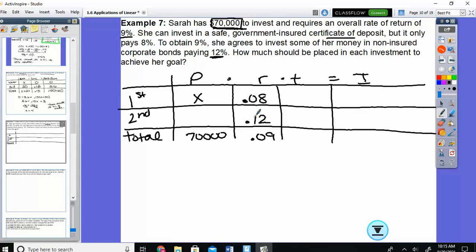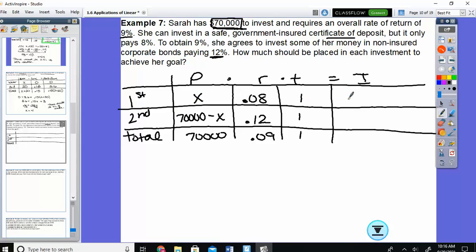So let's think about it. If you put $10,000 in the first one, and you had $70,000 altogether, how much did you put in the second? 60. How did you get it? So this will be my total, the 70,000, minus the amount you've already used, minus your X. Does it tell me how long she's investing it? No. So if the problem doesn't tell me otherwise, we will just assume 1 year.